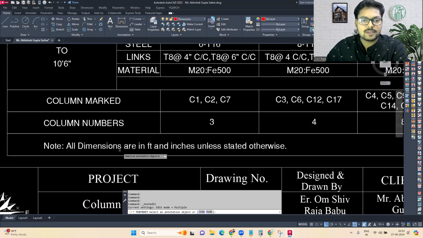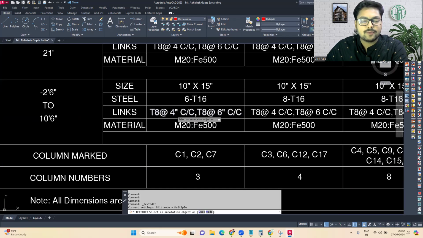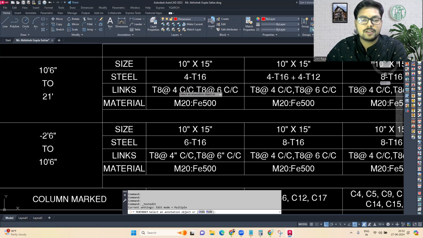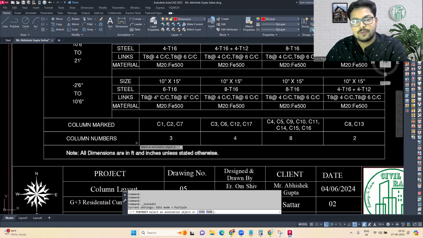Then there is a note: all dimensions are in feet and inches unless stated otherwise. So even if I am not marking it as inches over here, you must understand that this is in inches. It cannot be 4 feet or 4 meters. So it is 4 inches. That's why this note is very useful for you.